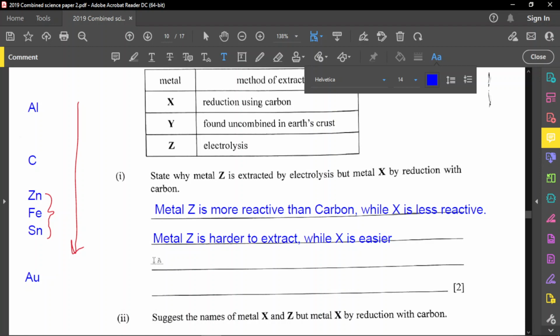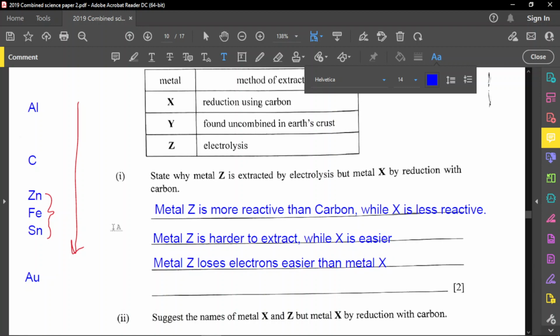Let me say what I could say here now. Metal Z, there's another point I'm thinking about here. Metal Z loses electrons easier, because once you lose electrons easier compared to the rest, it therefore means that in electrolysis, electrons must be easily given away or added. So in other words, oxidation and reduction can take place easily. Without oxidation and reduction taking place in electrolysis, the process will not take place. So metal Z loses electrons easier than metal X. Those are some points that we can have right there.